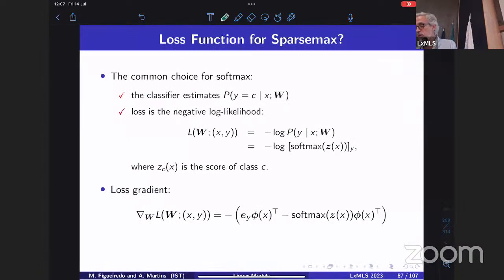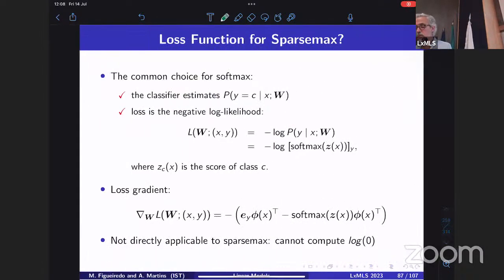So let's try to engineer something. The loss gradient, we saw this before. For a logistic loss, it looks like this. It's just the difference between the feature vector for the correct class and all the probabilities that the softmax is giving you for all the classes, multiplied by the same feature vector. Could you obtain something similar? Okay, we cannot do this because of log of zero.